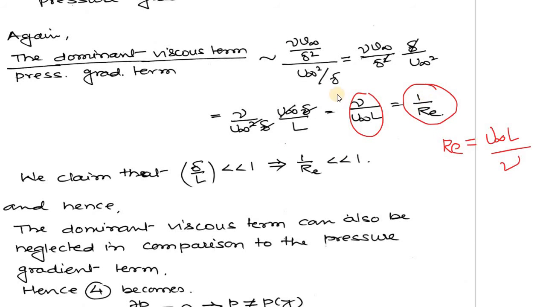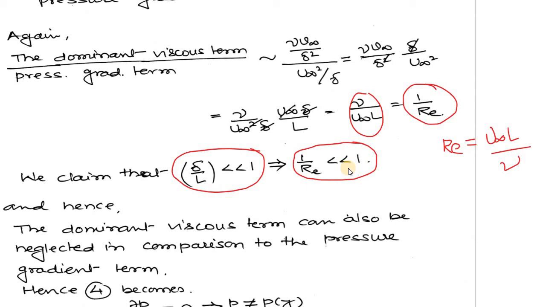it is interesting to note that we assumed that delta by L is very much less than 1, and this implies that 1 by Re is also very much smaller than 1. This we will actually prove later on after completing this analysis. So if delta by L is very much less than 1, that is, the boundary layer region is very thin, then 1 by Re is also very small.